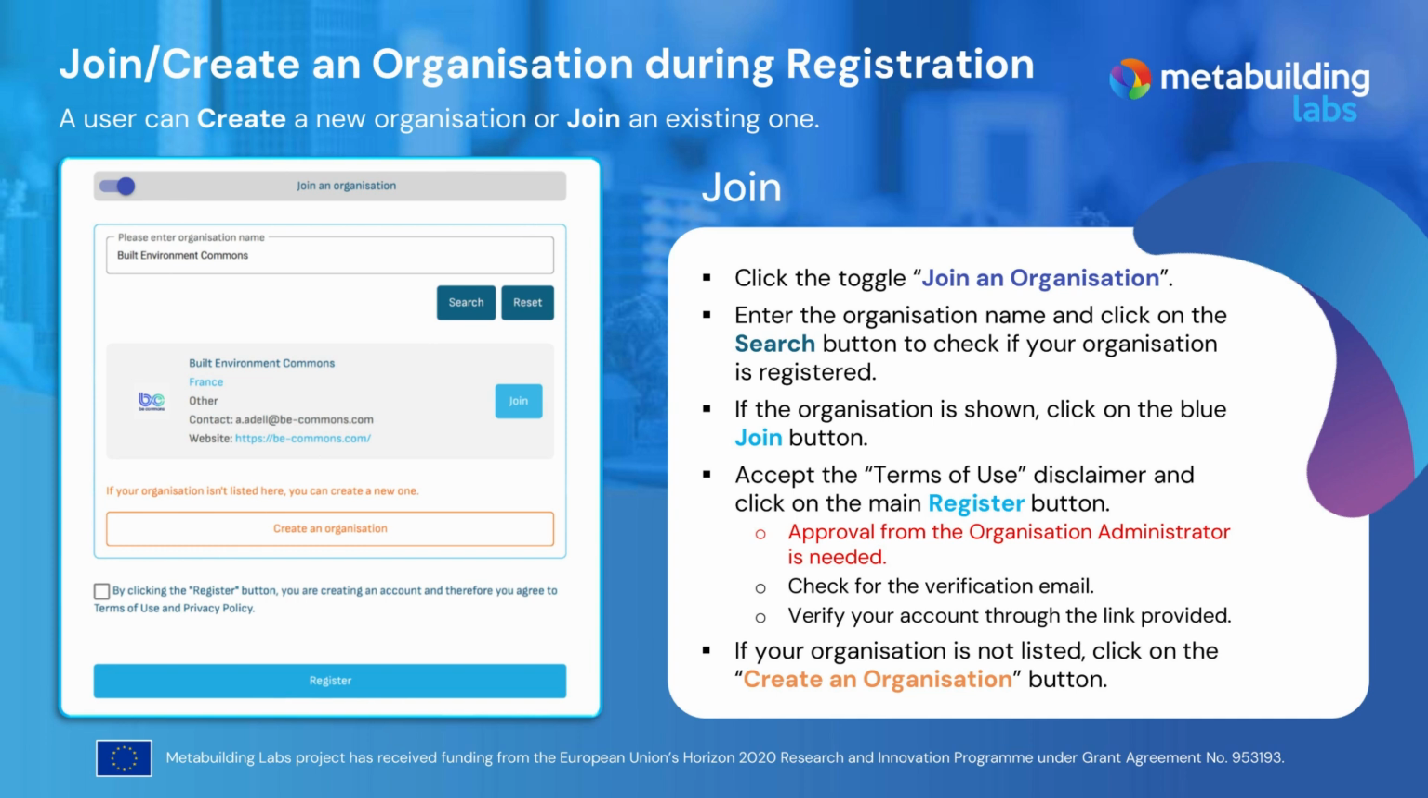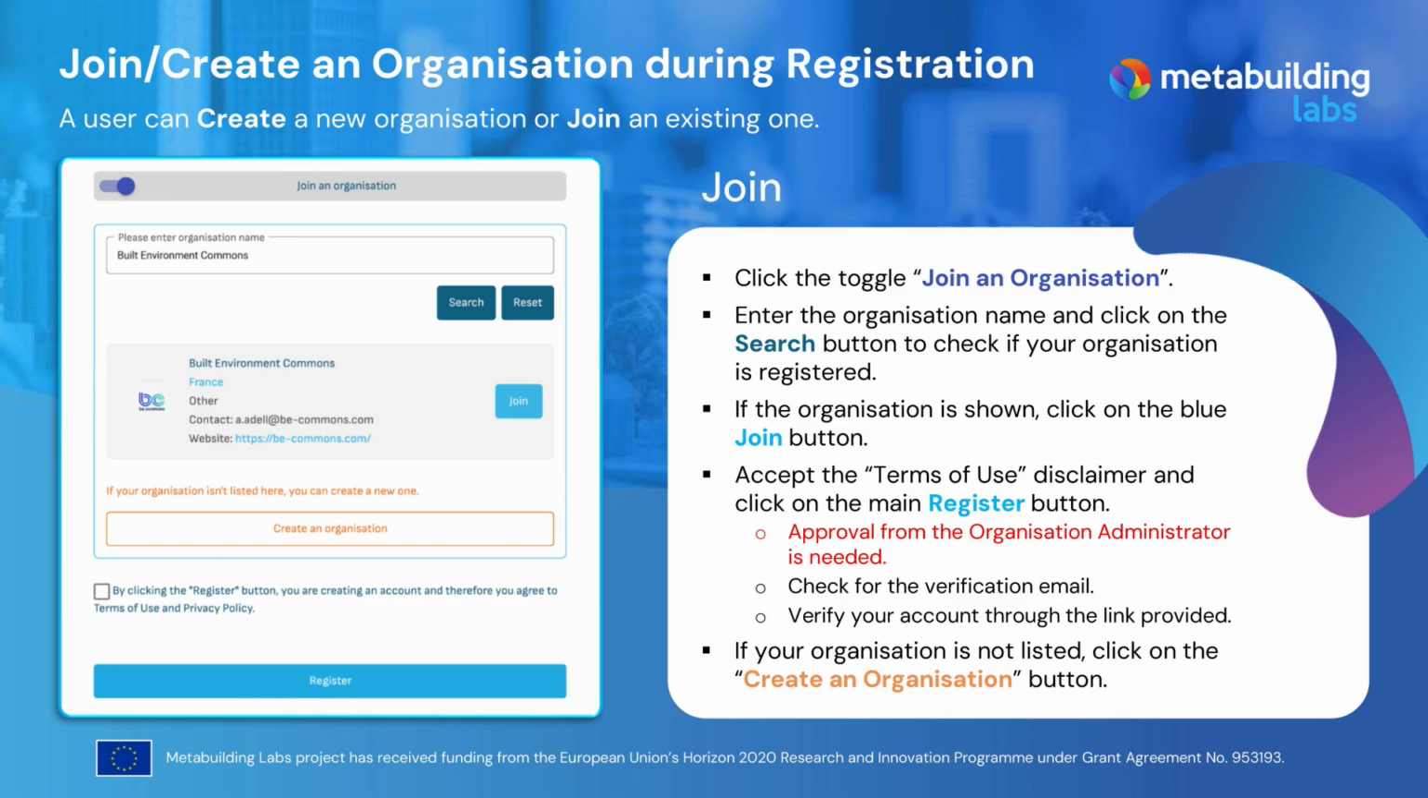Once your personal details are entered, the next step is to integrate yourself with an organization. You have two options here. You can join an existing organization or create a new one. To join a company that is already registered, simply click the Join an Organization toggle. This will prompt you to search for your organization.